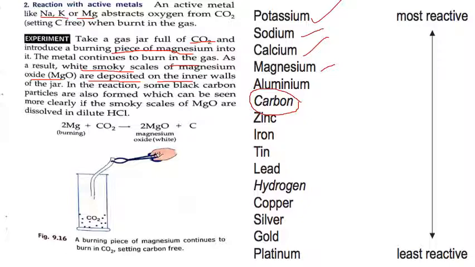In the reaction, some black carbon particles are also formed, which, as they told us earlier, is the carbon being set free. This can be seen more clearly if the smoky scales of magnesium oxide are dissolved in dilute HCl. We can see these black carbon particles more clearly if the magnesium oxide scales that had covered the gas jar from the inside are dissolved in dilute HCl.